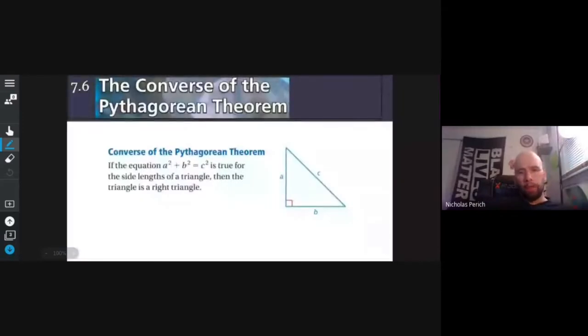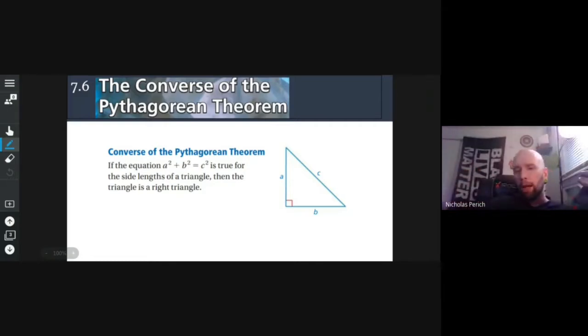So if the equation a squared plus b squared equals c squared is true for the side lengths of a triangle, then the triangle is a right triangle. So what the converse of the Pythagorean theorem is saying is if I give you all 3 sides, they must follow the rules of the Pythagorean theorem in order for it to be a right triangle. If they don't follow the rules of the Pythagorean theorem, then it's not a right triangle.